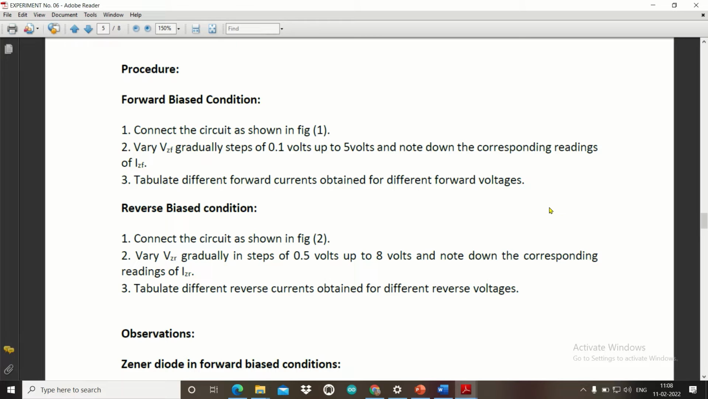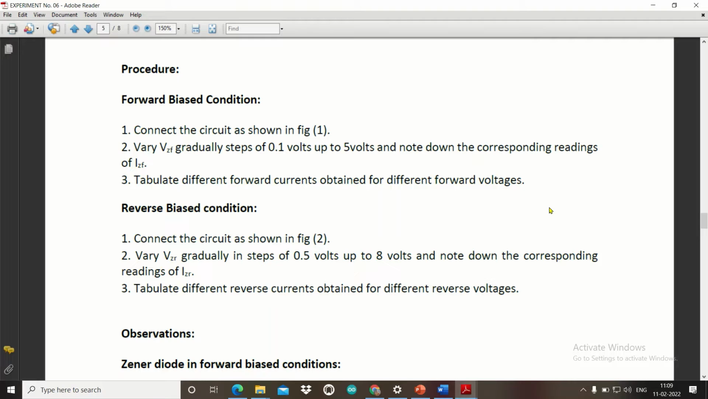Now once you have connected the circuit, so far the procedure is concerned, in the forward biased condition, after you are ensured that your circuit is connected properly, then you gradually change the voltage across the Zener in steps of 0.1 volt, and you do this up to 5 volt. Record the corresponding values of current and tabulate them in the observation table. In the reverse biased condition, you apply the reverse voltage in 0.5 volt step and you go up to 8 volt or 10 volt. You note down in each case what is the value of current, that is Zener current.